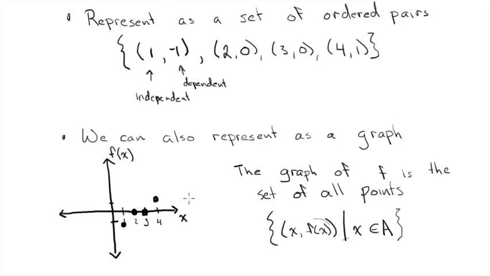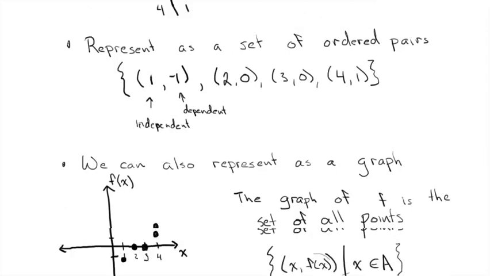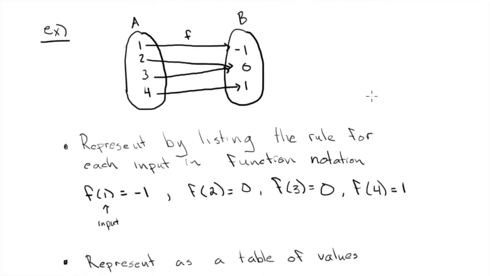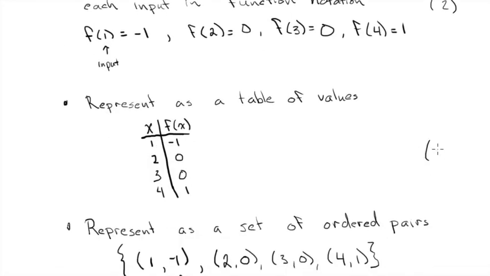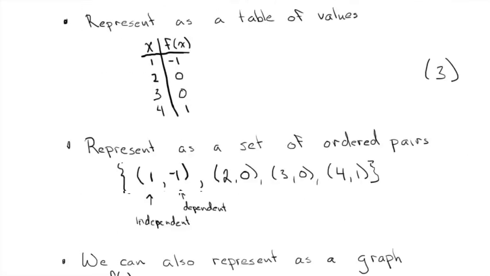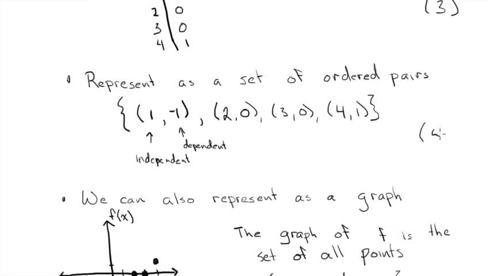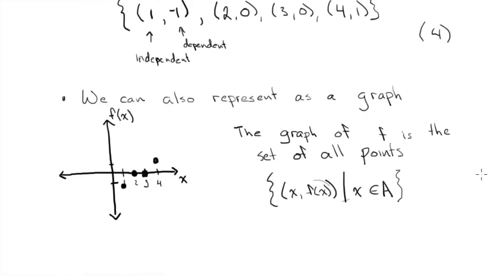So these are what we went through, 5 ways, right? We had a mapping diagram. We had listing all the points. We had a table of values. We had a set of ordered pairs, or we had the graph. So there's 5 ways that we looked at representing a function.